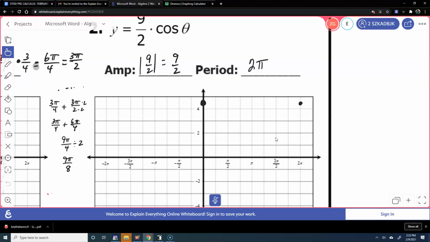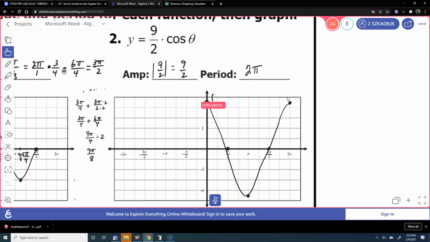And in between 0 and pi is pi over 2. And in between pi and 2 pi is 3 pi over 2. And so here is our graph. Now if you want to check this in Desmos, this point is (0, 4.5). This is (pi over 2, 0). This is (pi, -4.5). This is (3 pi over 2, 0). And this is (2 pi, 4.5).